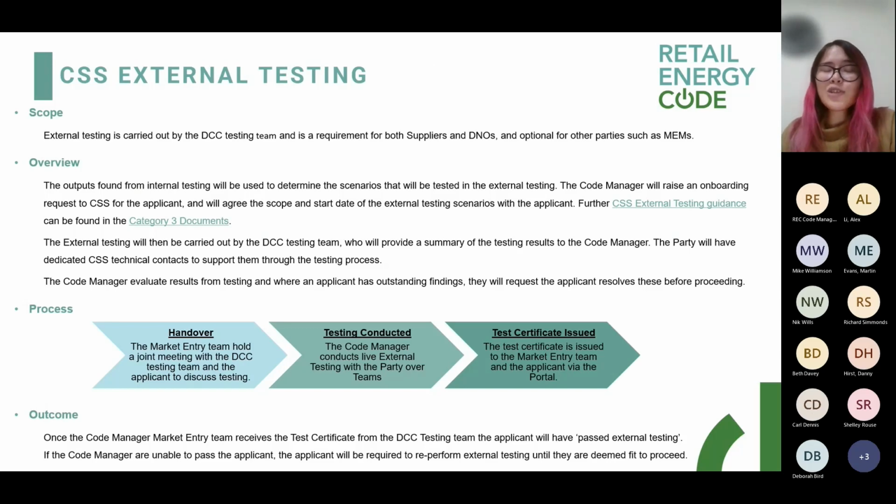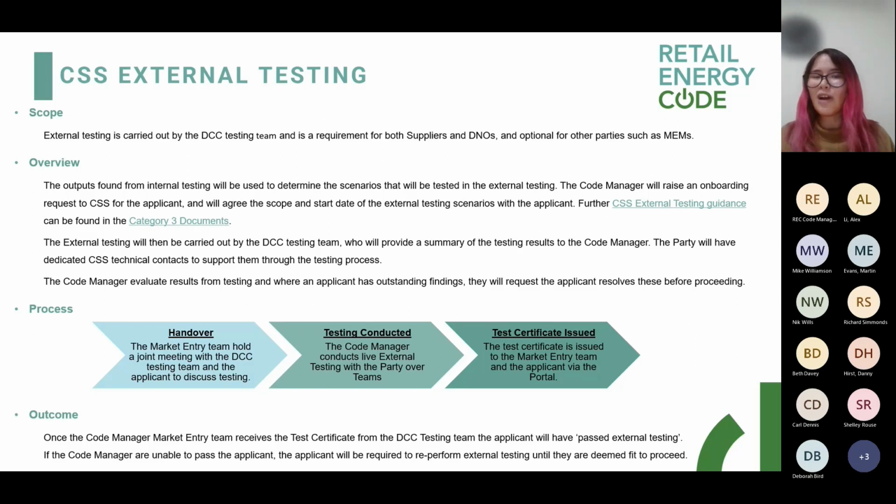This is our central switching service external testing. This testing is carried out by the DCC testing team and is a requirement for both suppliers and DNOs, as well as other eligible users such as MEMs, meter asset providers, data collectors, and data aggregators. This testing process is very similar to what was done for the DTN external testing.